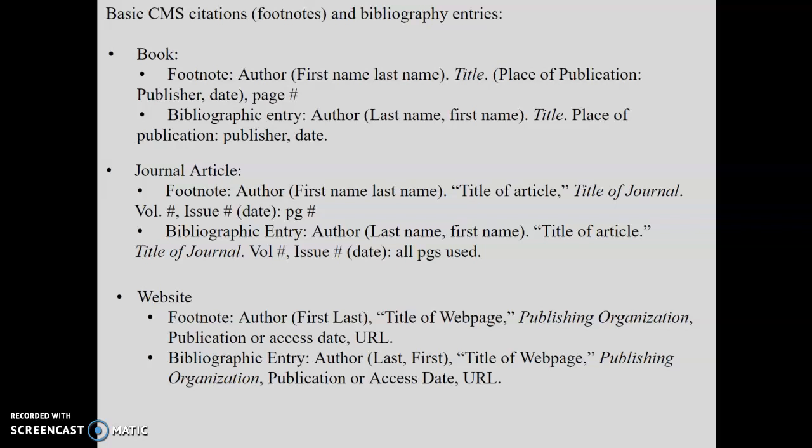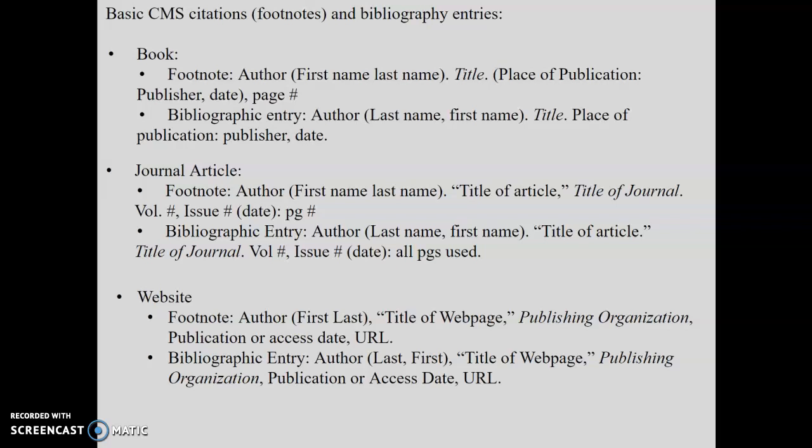Similarly, in the journal article, we start in the footnote with the author as their name appears, the title of the article in quotation marks, and the title of the journal in italics. We then have volume number, issue number, and date, and again the page numbers. In the bibliography, once again, we start with the author's last name, comma, their first name. Again, we see similar information: title of the article, title of the journal, volume number, and issue number, but in a journal article bibliography entry, we end with all the pages used.